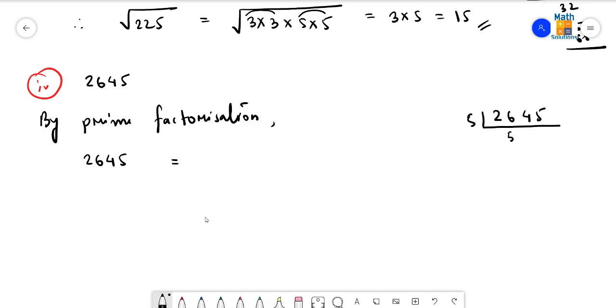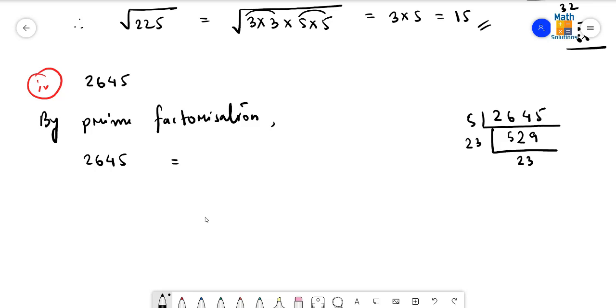5 5s are 25. Then 14 is left. 14 will be there. Then 5 2s are 10. Then 5 9s are 45. So 529 I get here. Then we already know that this is divisible by 23, because 23 into 23 gives the result 529. So here goes 23 into 23. All these three numbers are prime numbers.